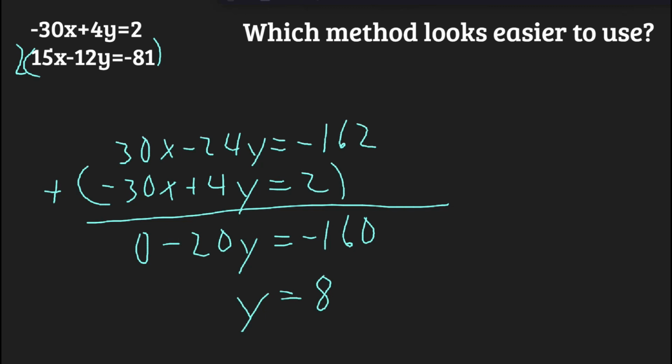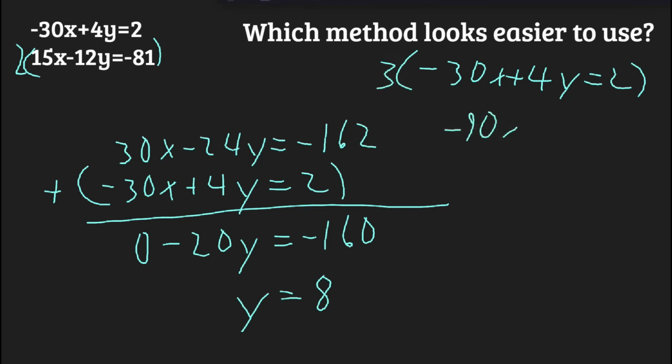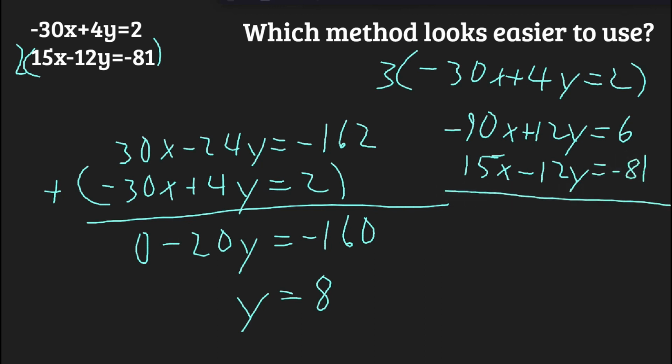Okay, so negative 30x plus 4y is equal to 2. And let me just multiply this by 3. I'm going to get negative 90x plus 12y is equal to 6. And then let's put that second equation underneath. So 15x minus 12y is equal to negative 81. And you see I've done this so we have the two 12y's there.